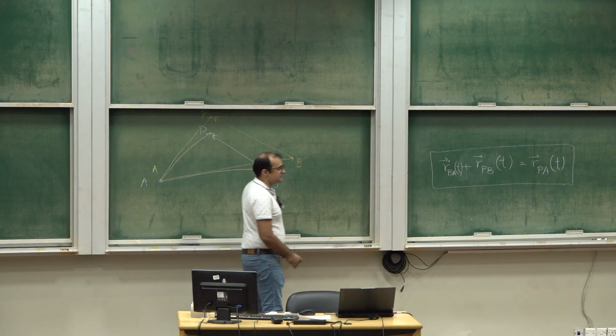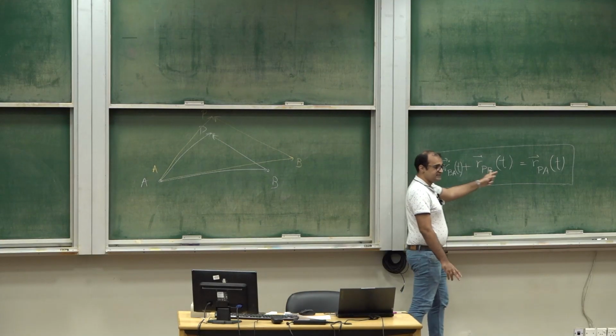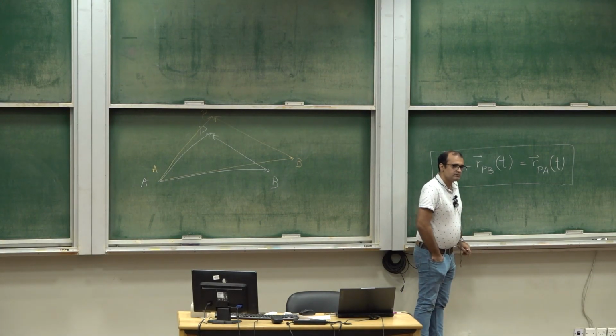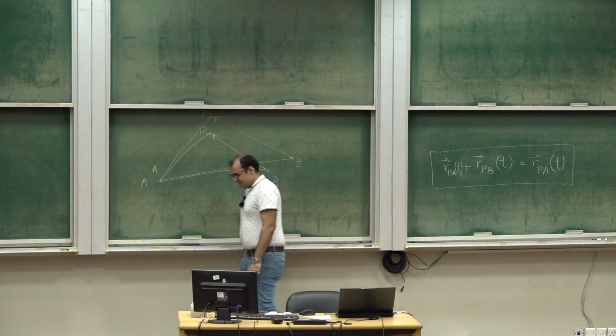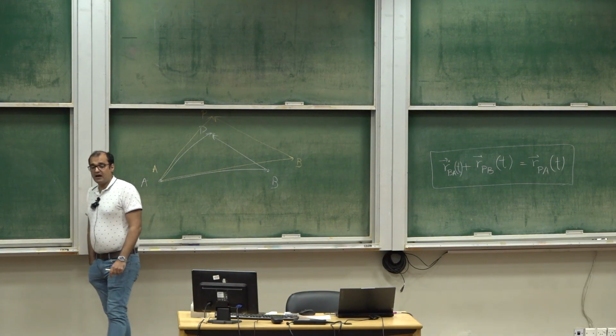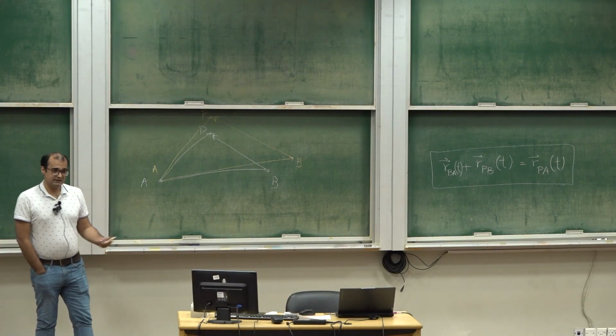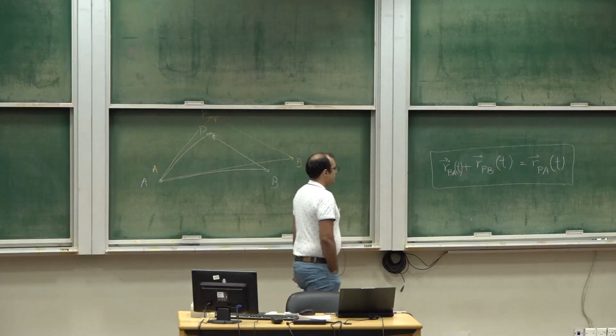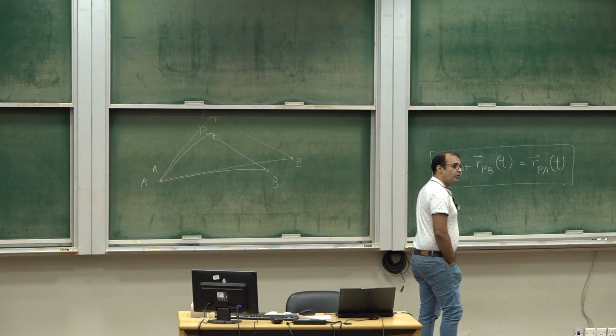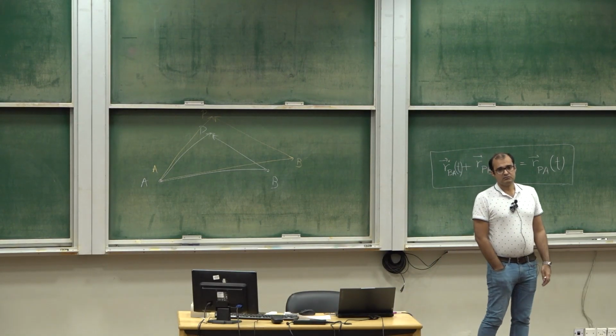Okay, so yes, these position vectors do change with time, but this relationship is always true. The position vectors are essentially an observer-dependent quantity. They depend on which observer you're talking about, who's performing the measurement. And the same is true for velocity.